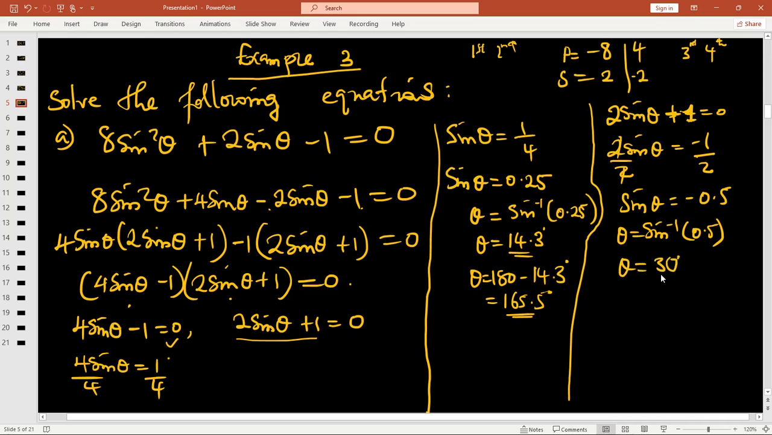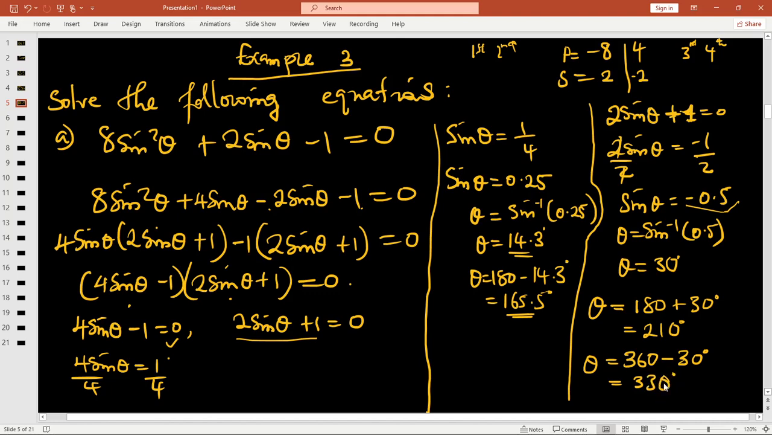Now, when you look at this 30 degrees, it falls in the first quadrant, and the first quadrant is positive for the sine function. So we need solutions from the quadrants where this function is negative. So we're talking about the third quadrant and the fourth quadrant. So therefore, theta is simply going to be equal to 180 degrees plus 30 degrees. If you add these, you're going to get 210 degrees. Then the other solution comes from the fourth quadrant: 360 degrees minus 30, which will give us 330 degrees.